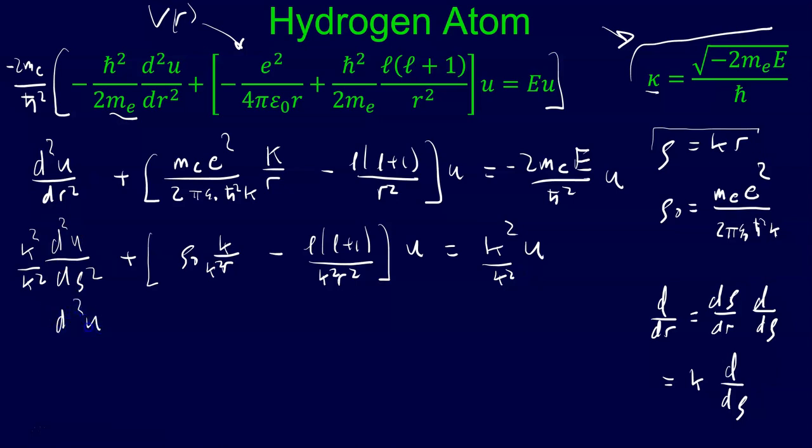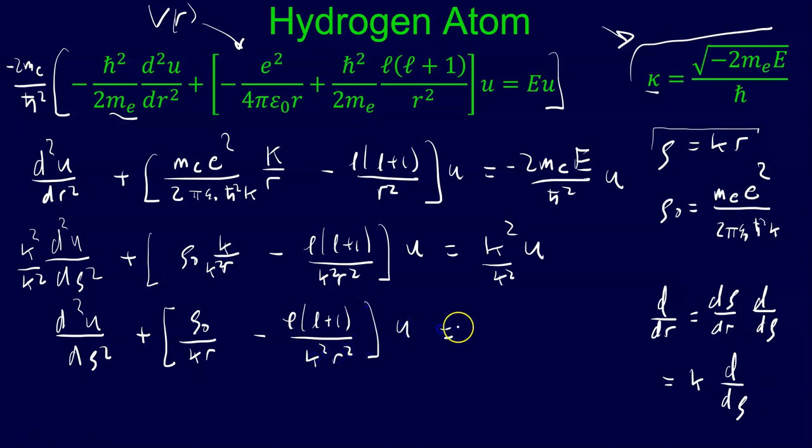So I'll get this d squared u d rho squared. Now this one over here will be 1 over kappa times r once I cancel things out. This is negative L times L plus 1 over kappa squared r squared. And then this will be just equal to u. And so you hopefully can see here that what I can do is replace this with a rho, and then reduce this piece over here with a rho squared. So I've got everything about as clean as I possibly can. And so a nice way to write this equation, just finishing up here, would be like so.